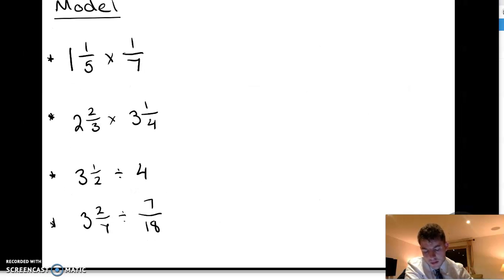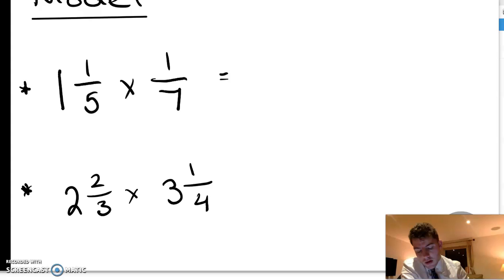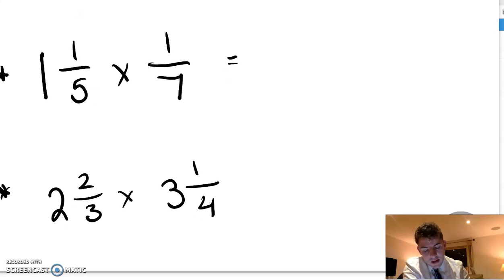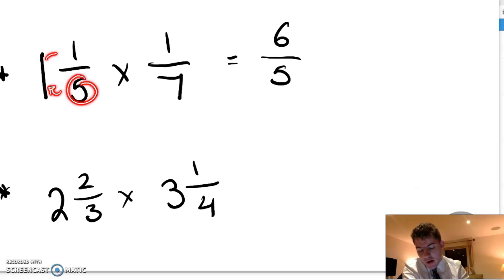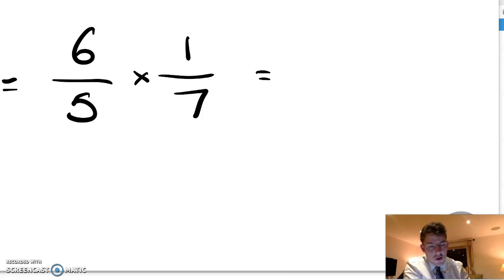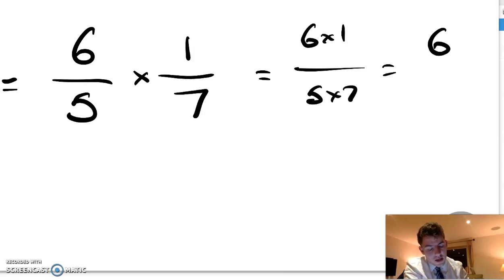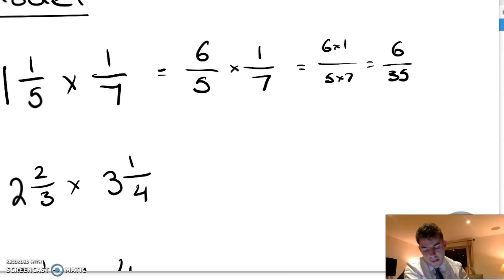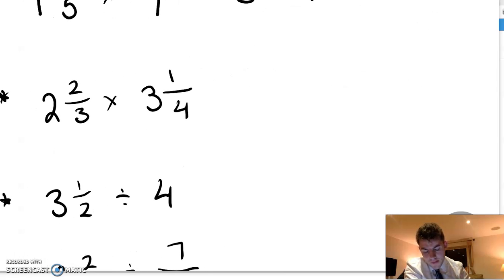Okay, model. When we multiply a mixed number and a fraction, we want to convert it all to improper fractions. So for question 1, that's going to equal 6/5, because all I'm doing is multiplying the 5 by the 1 and adding it on, times 1/7. And when we multiply fractions, numerators multiply together, 6 times 1 over 5 times 7, which is 6/35.